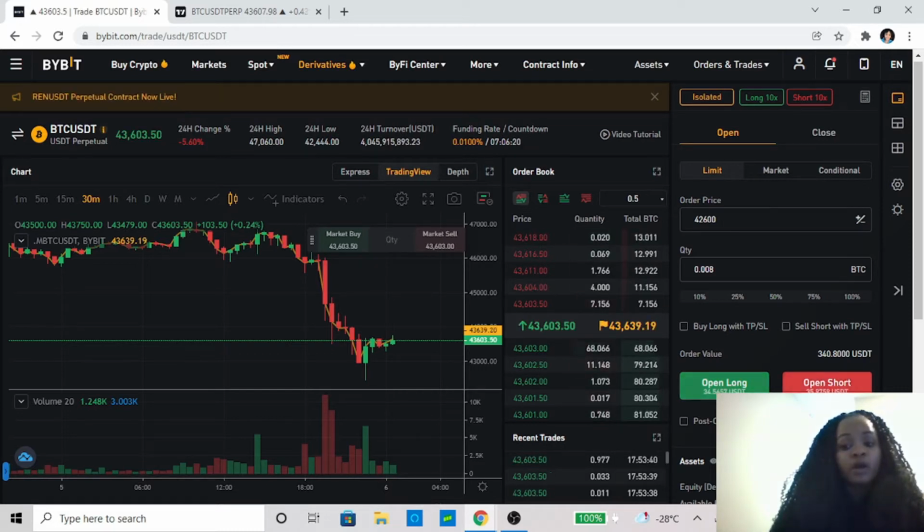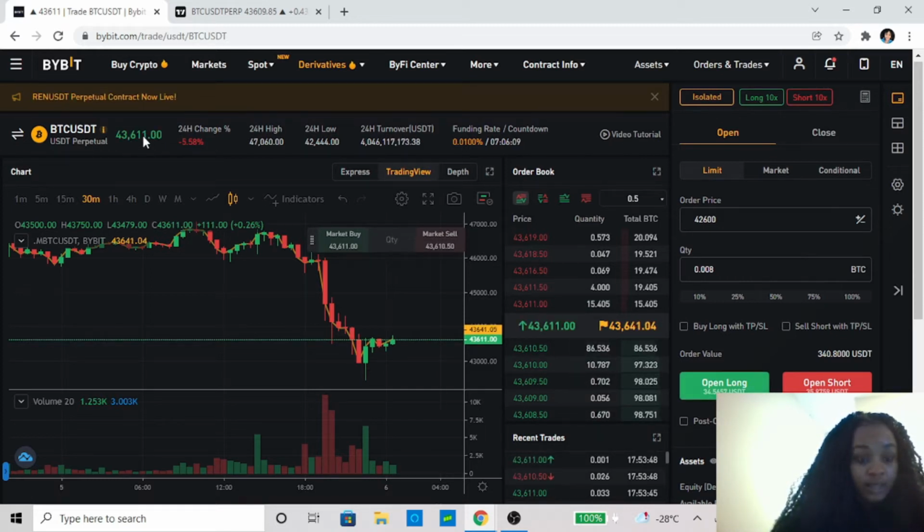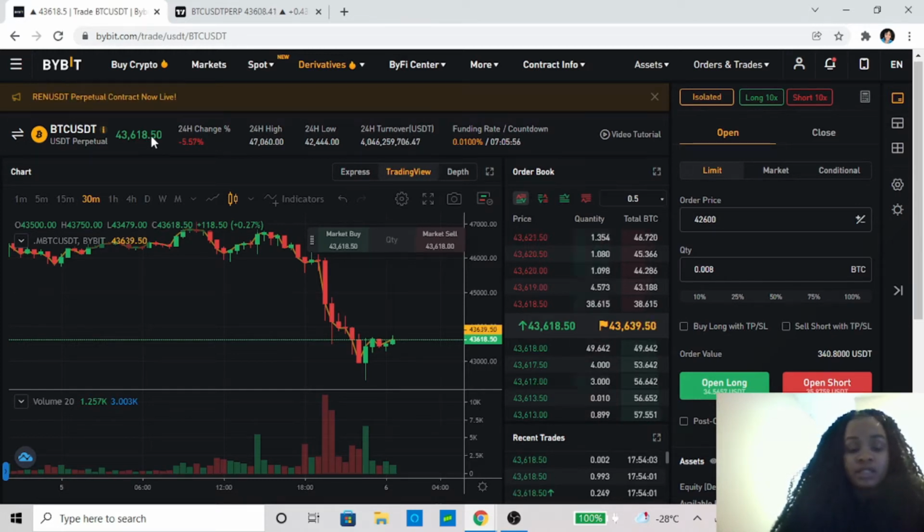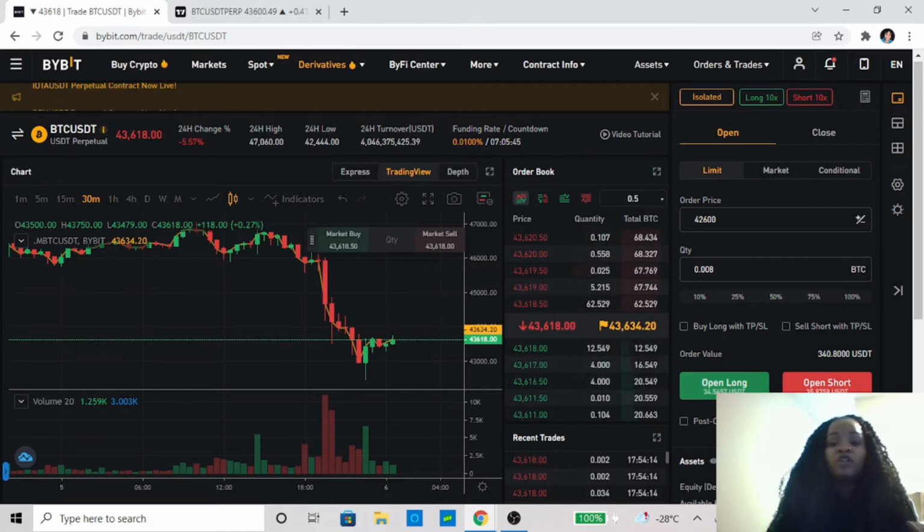And then when you open a long, it means that the price has to go up from the price that you enter. So let's say I enter a long position. Right now, Bitcoin is at 43,611. So I open a long position at that price. Okay, I will start making money when Bitcoin starts going higher than the price that I entered. Remember, I entered at 43,611. So if Bitcoin keeps going higher than 43,611, then I'll be making money. And the higher it goes, the more money I make. So this is how trading works.